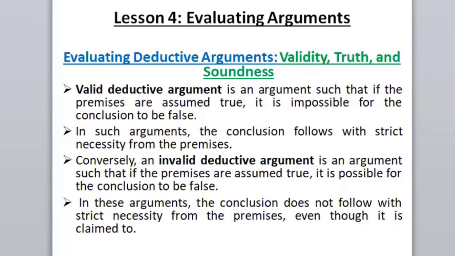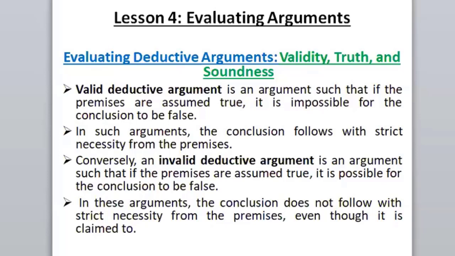So now let's see what a valid deductive argument is. I think you have a better understanding of what deductive argument is. A valid deductive argument is one form of deductive argument such that if the premises are assumed true, it is impossible for the conclusion to be false. We call this a valid deductive argument. In such an argument, the conclusion follows with a strict necessity from the premises.